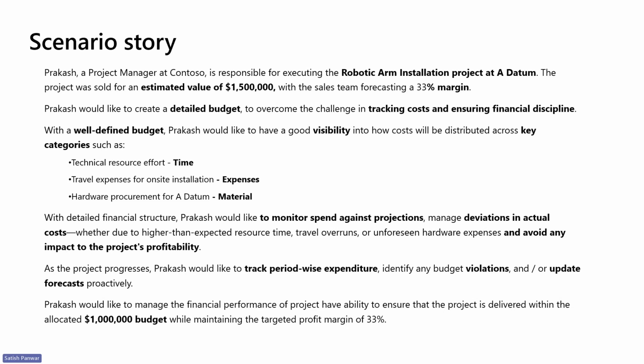With the detailed budgeting and the financial structure, he would like to monitor spend against projections and manage any deviations and determine if there is any impact to the profitability or the execution of the project. He would also like to track the period-wise expenditure to identify any kind of budget violations and update the forecast proactively. Ultimately, Prakash is aiming to finish this in $1 million while still maintaining the targeted profit margin of 33%.